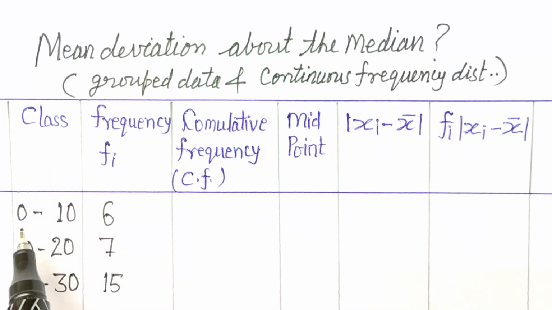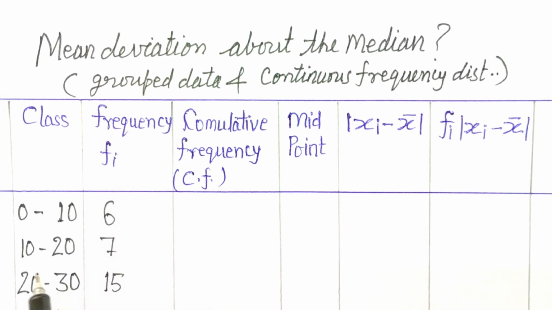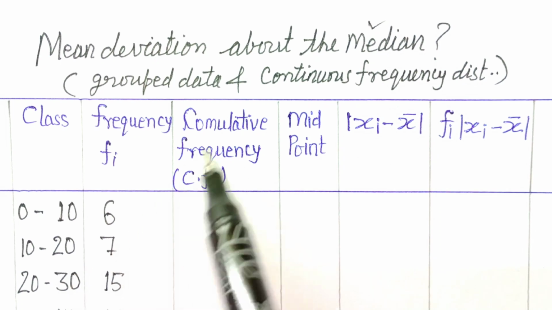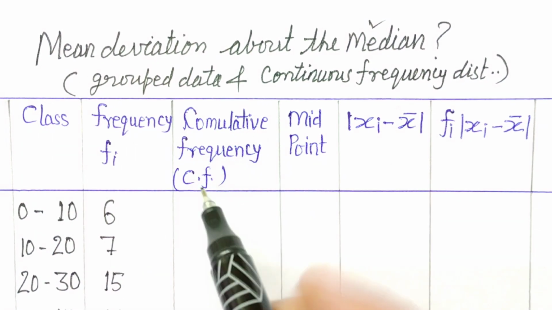So the classes are 0 to 10, with frequency denoted by Fi as 6, 10 to 20, frequency 7, 20 to 30, frequency 15, and so on. So here first we will determine the median, then the mean deviation. Okay, so let's start.